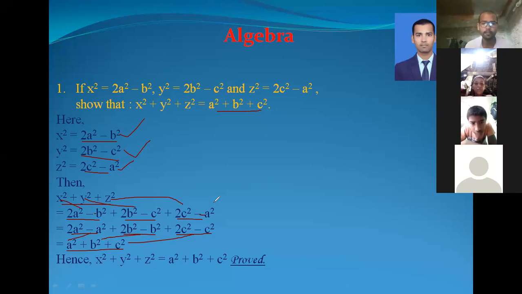You can see in the question we need to find the answer a square plus b square plus c square. That's why at last we write, hence, x square plus y square plus z square is equal to a square plus b square plus c square. In this way we can prove this type of question by replacing their values.